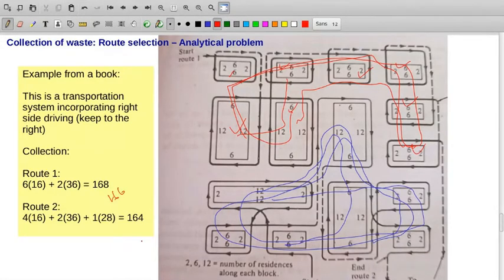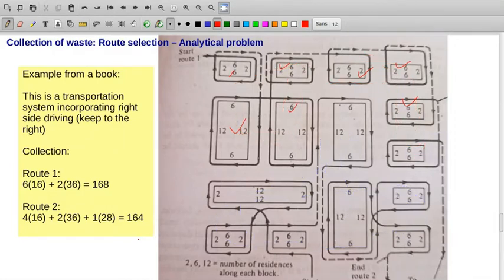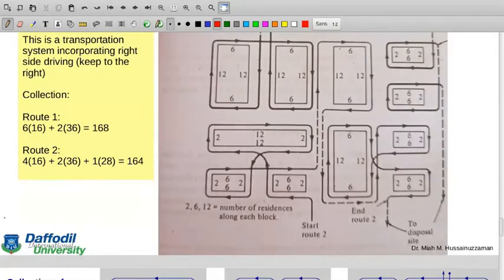But for our mathematical problem, I found it very difficult to follow the original graph or original driving scheme provided by the book. This is the scan copy from the book, because in America they drive on the opposite side of the road, right? Okay, what we do in Bangladesh, we have a keep to the left system, right?